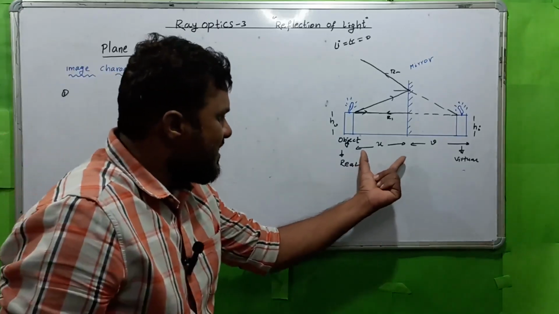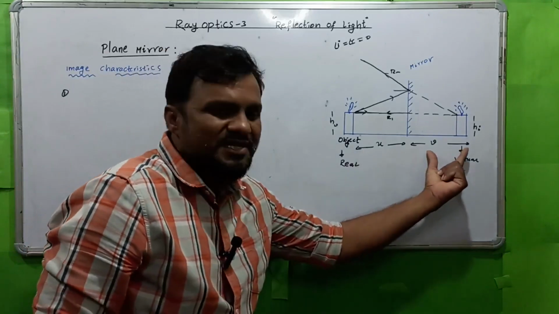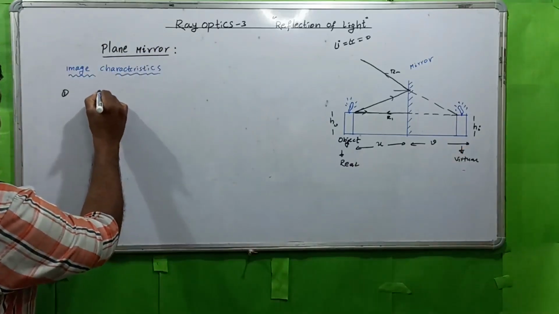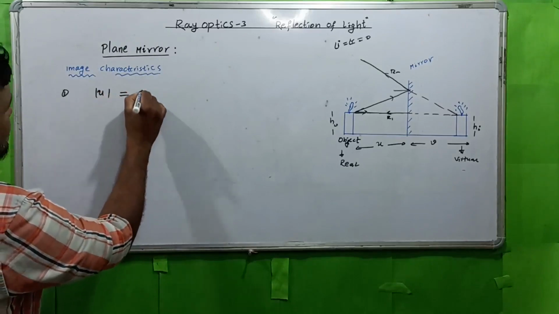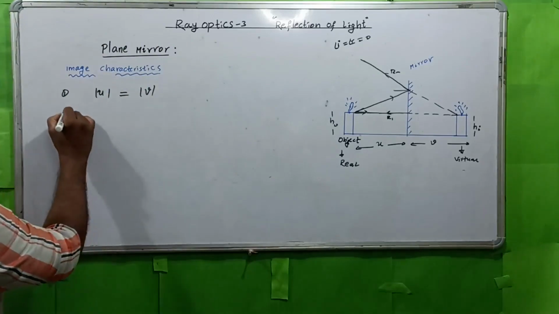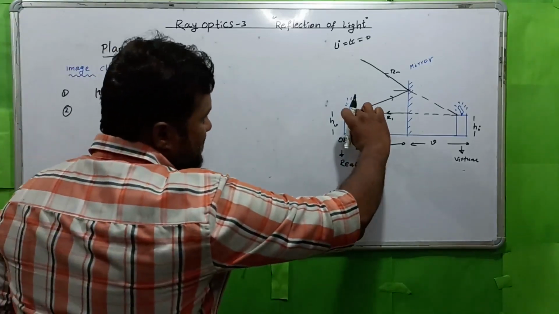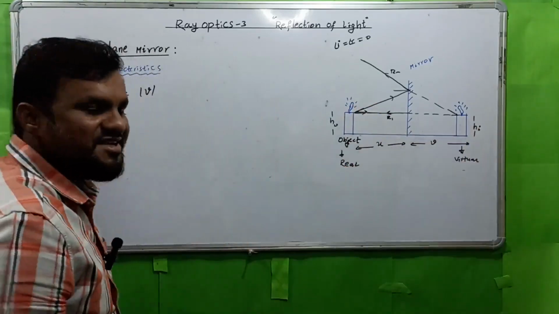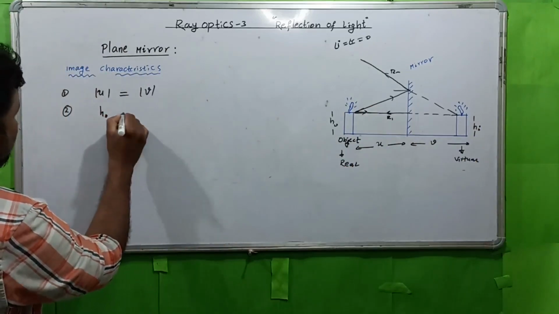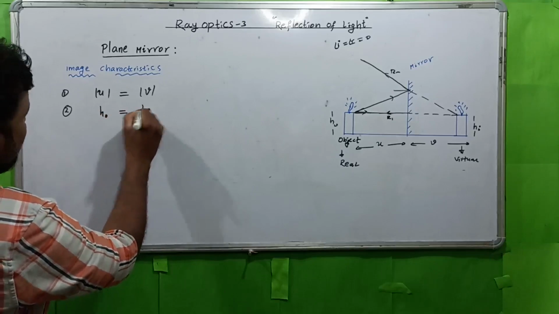First character. Can I say object distance and image distance remain the same? Yes. The distance of the object u is equal to the distance of the image v. Second character, the height of the object and the height of the image remain the same, obviously. Height of the object is equal to the height of the image.